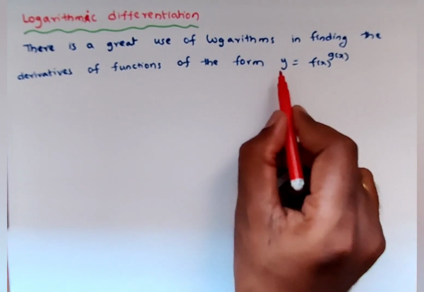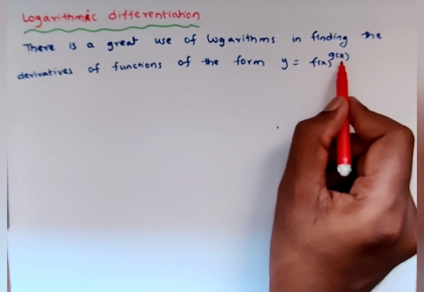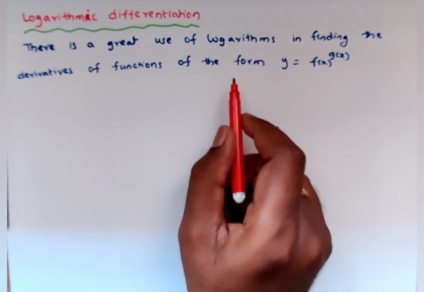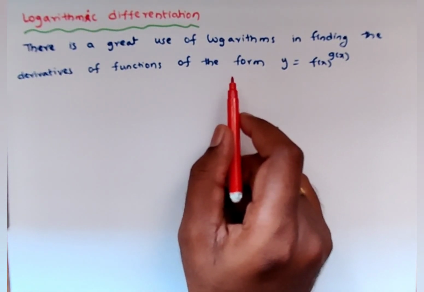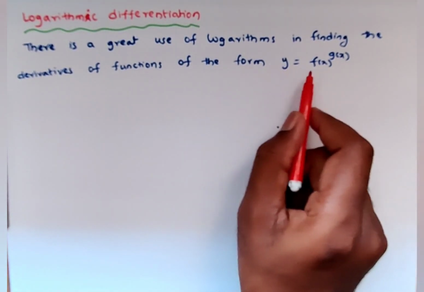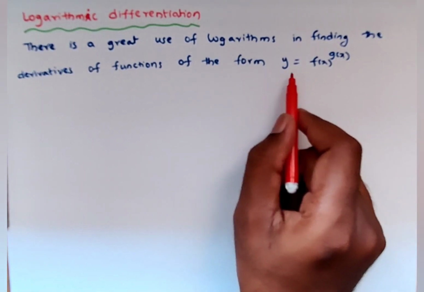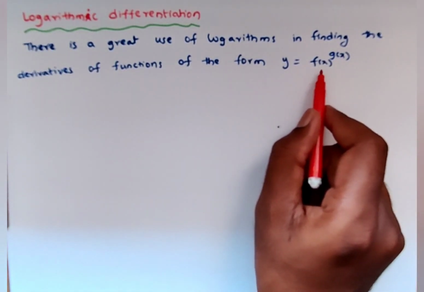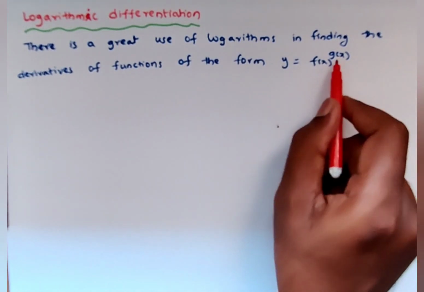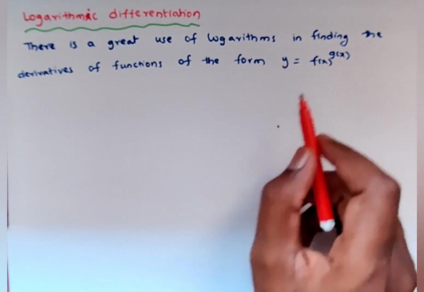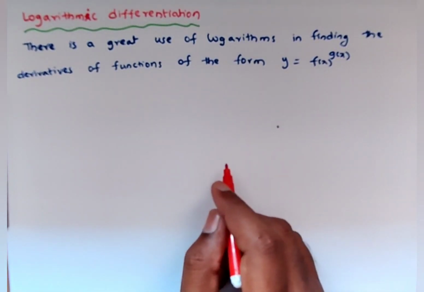So y equals f of x to the power of g of x form. It is better to use the logarithms, then apply the differentiation. If we apply the logarithm on both sides, then log of y equals logarithm of f of x to the power of g of x. By the power rule we can express it as g of x into log of f of x.